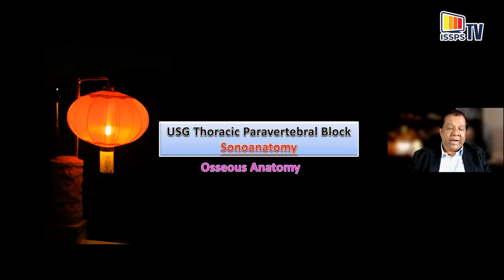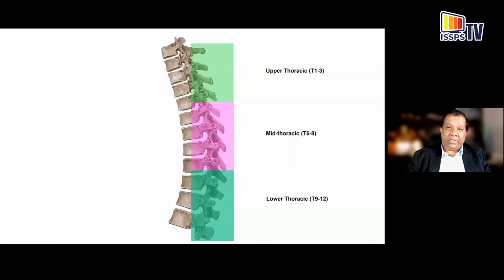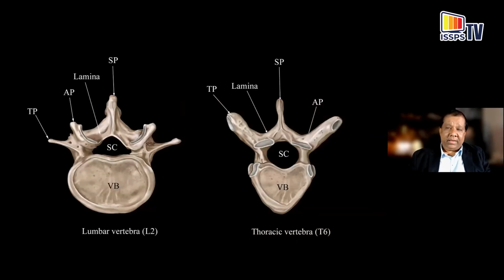So when you look at sono anatomy, understanding the osseous anatomy is vital. As we have already discussed, the anatomy varies from one level to the other: upper, middle, and lower. Also, the morphology of the spinous processes, the lamina, and the transverse process produces a pattern that is very well recognized. As you will see in the image to your right, the transverse processes of the thoracic vertebrae are directed backwards, whereas in the lumbar region, they are more or less horizontal. This is to accommodate the rib anteriorly.